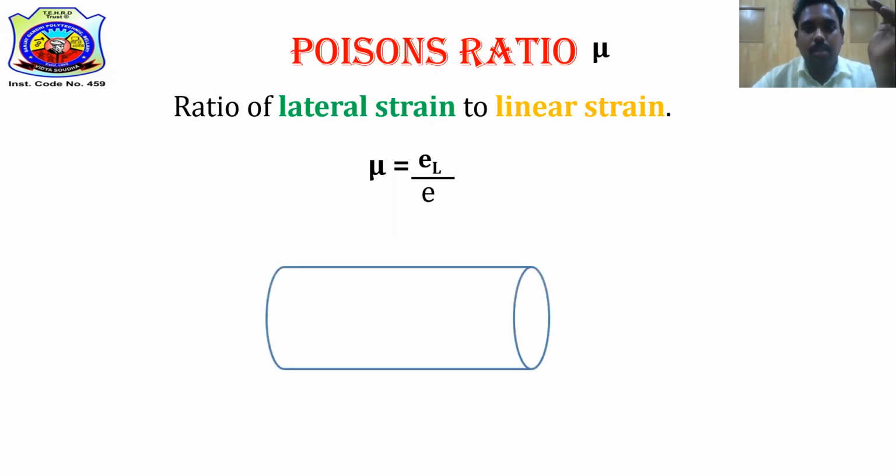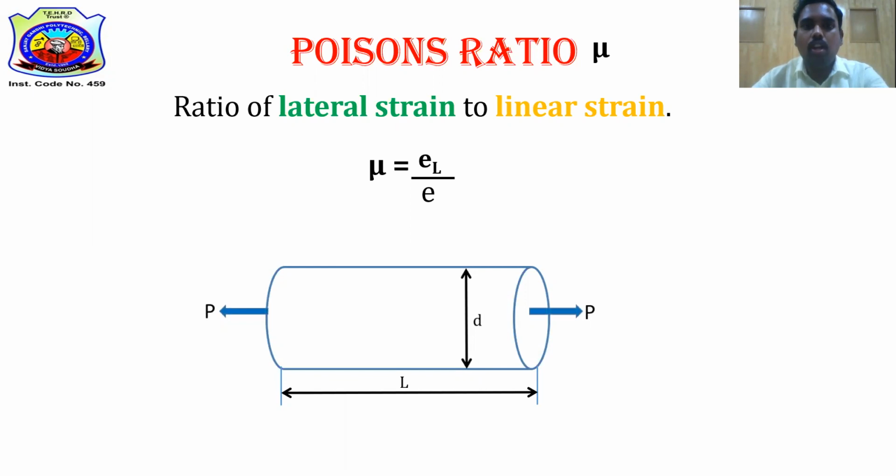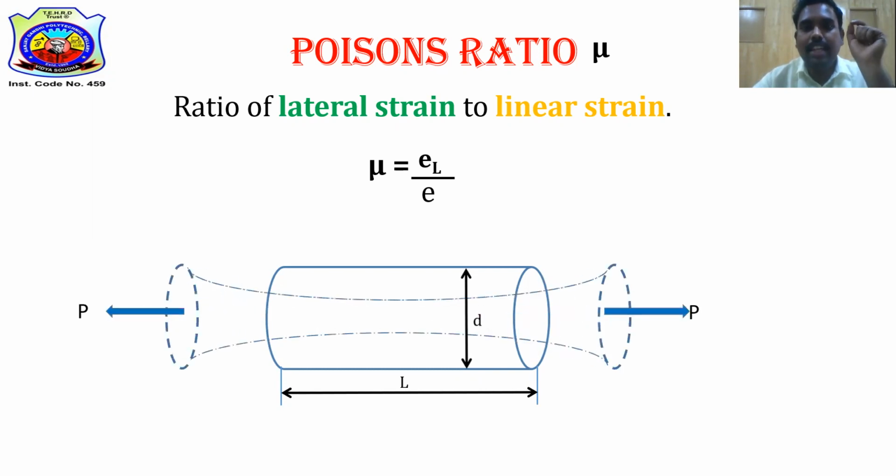To understand the concept, once again I'll explain in brief what lateral strain and linear strain are. For this, I'll take an example: a cylindrical rod of length L and diameter D. I'll apply load on both sides, in this case a tensile load of magnitude P. Definitely there will be certain changes in shape and size, so we get the final shape, represented with the help of a dotted line.